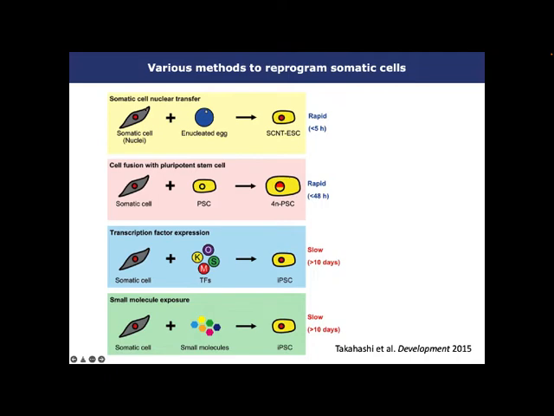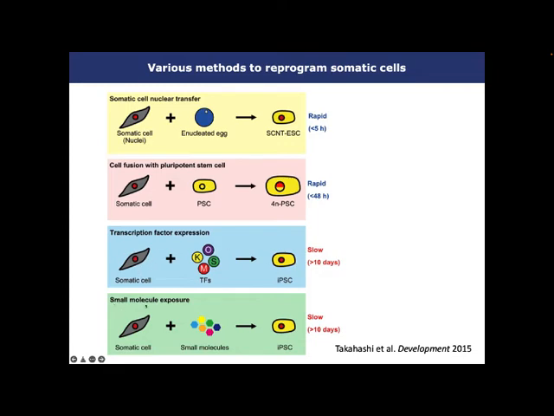Traditionally, in somatic cell nuclear transfer, the nucleus of a somatic cell is transplanted into an enucleated egg, and it can rapidly generate pluripotent cells in some species like the mouse, but not in humans. In cell fusion, the pluripotent stem cell also reprograms the somatic nucleus and induces pluripotency. And Yamanaka's way, the transcription factor expression, or OSKM expression, is slow, taking more than 10 days. However, it efficiently induces pluripotent stem cells from somatic cells.